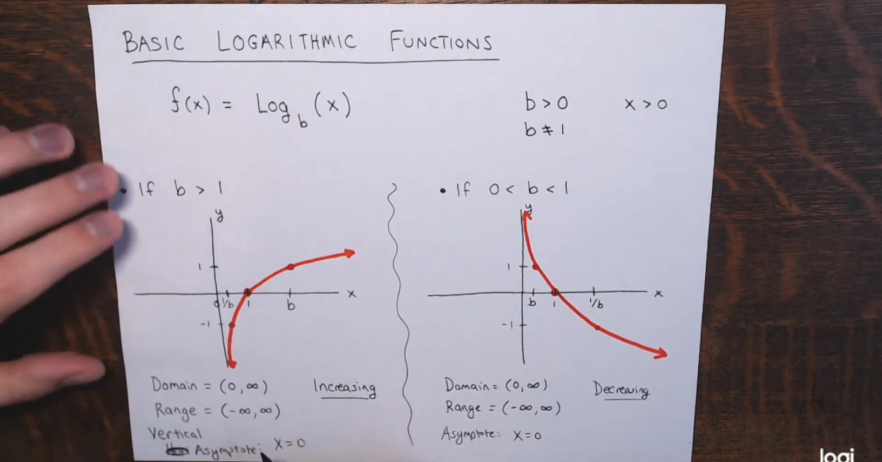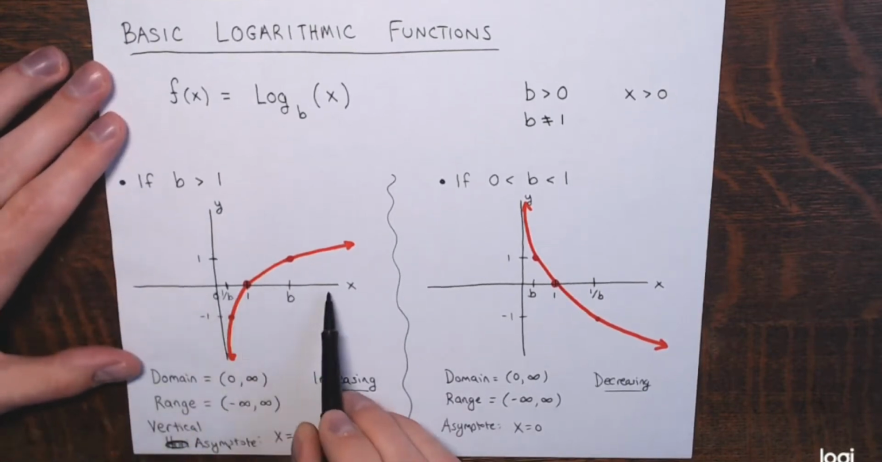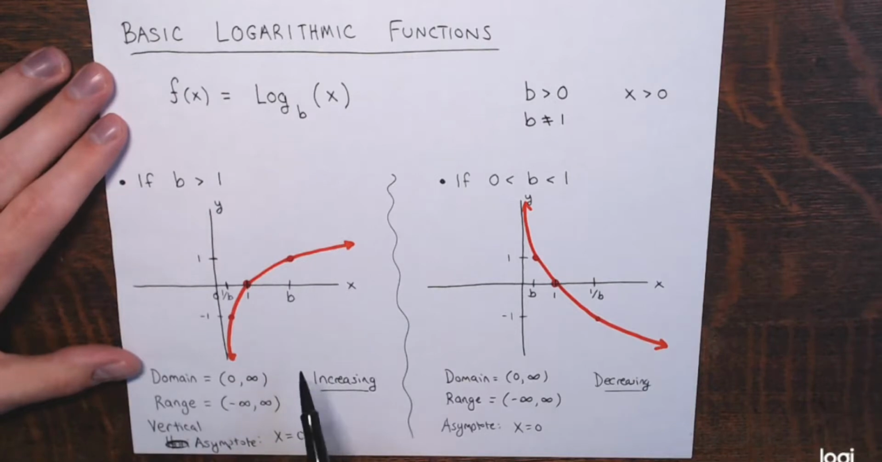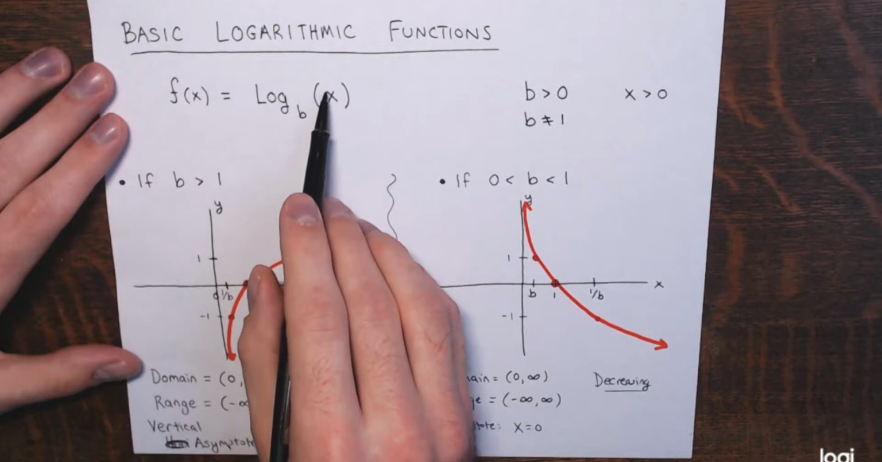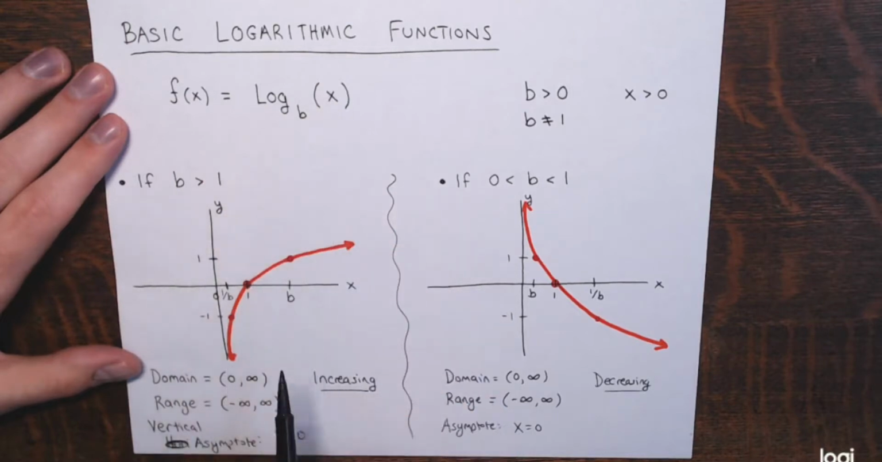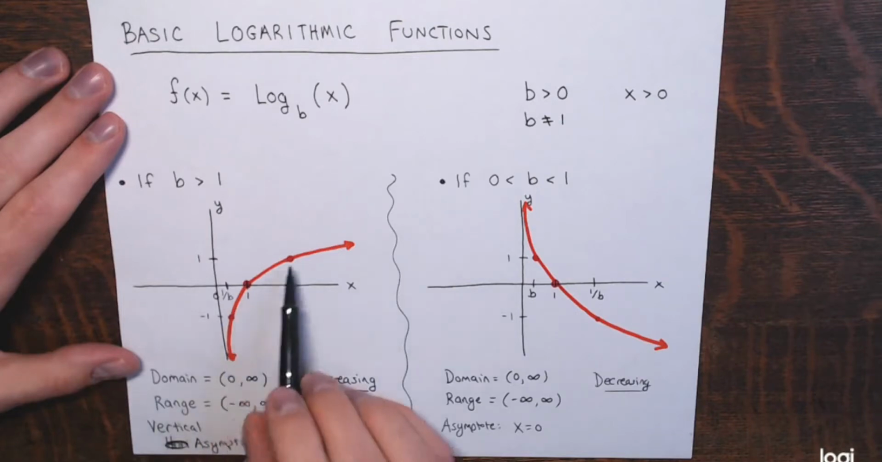Right, and the reason being is you can only plug in positive numbers. Right, the number inside the parentheses, the input of a logarithmic function, can only be positive. Right, and so the domain is only positive numbers, right, everything from 0 to infinity, not including 0. The range for these logarithmic functions is all real numbers, right, everything from negative infinity to infinity. So it goes down forever and then up forever, right? No gaps.